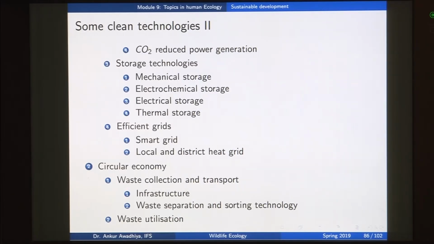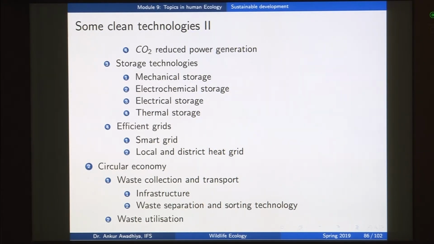So, these are the grids that are able to supply your electricity with reduced losses. Smart grids, local and district heat grids. Or we talk about things like circular economy. What about waste collection and transport? Do we have infrastructure? How do we separate the waste? Is there a sorting technology that is available?